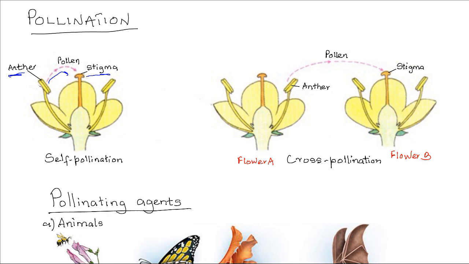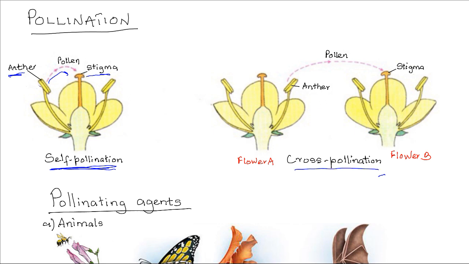Now, the transfer of pollen grains from the anthers to the stigma of the same flower is known as self-pollination. While the transfer of pollen grains from the anthers to the stigma of another flower, but of the same species, is known as cross-pollination.